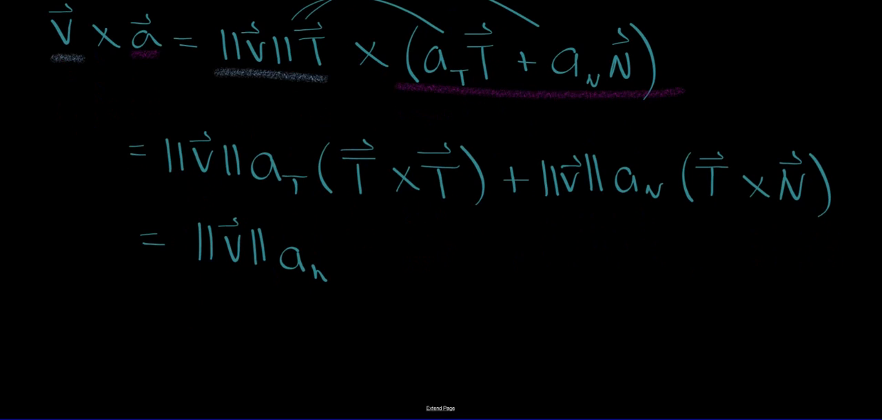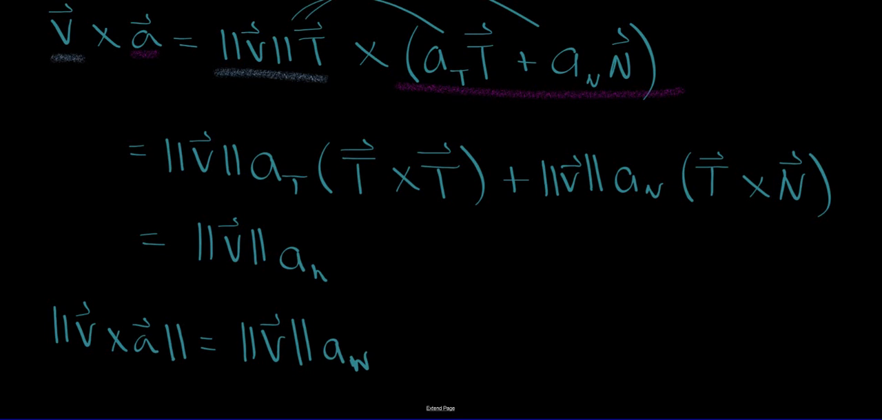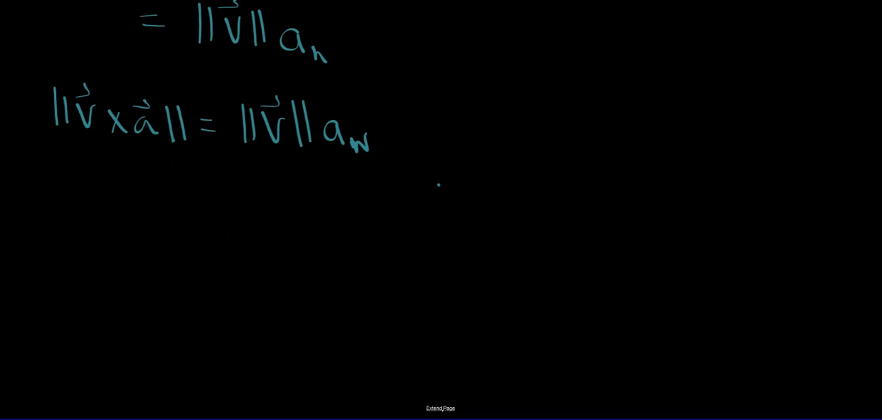Okay, so that's what we have now. Now, let's take the magnitude. If this is V cross A, then the magnitude of V cross A is equal to this, right? And this is a big N here. Now, I can divide by the velocity, and I get this.